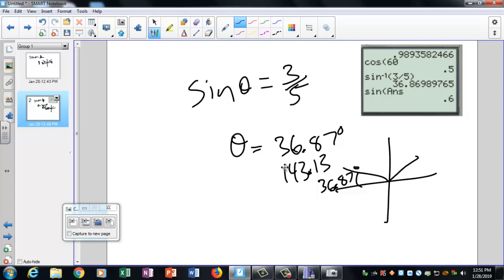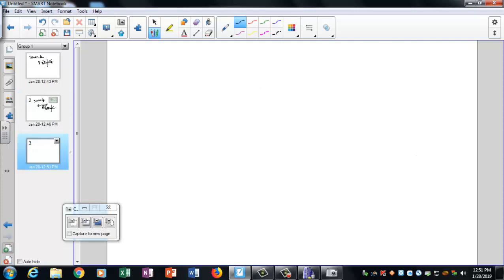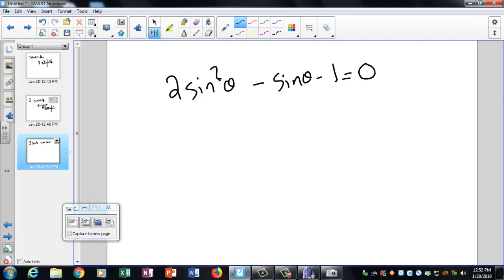All right? Now, I can ask this a different way, and I can ask it like this. 2 sine squared theta minus sine theta minus 1 is equal to 0, and find theta between 0 and 2 pi. And this problem can be on the non-calculator portion.